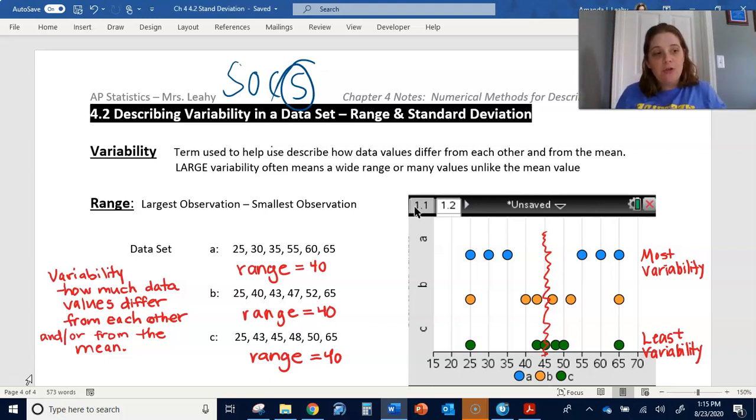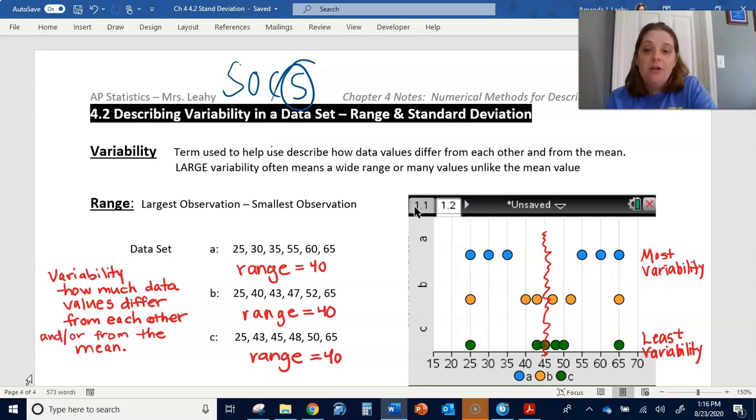If the data values are similar to each other and similar to the mean, they would have low variability. If they are not very similar to each other and not very similar to the mean, they would have high variability, or a large variability. Now, one way to talk about variability is range. Remember, range is the largest observation minus the smallest observation.